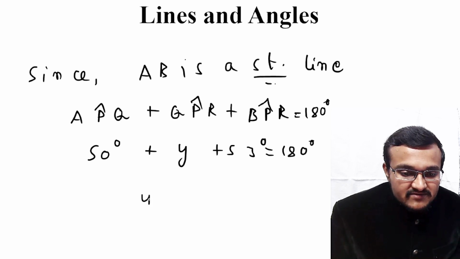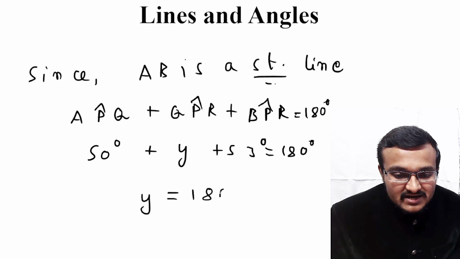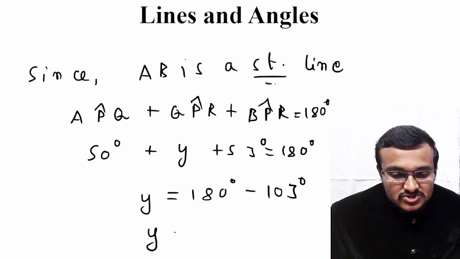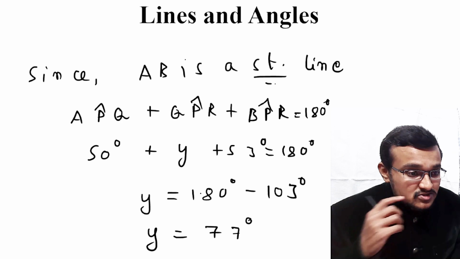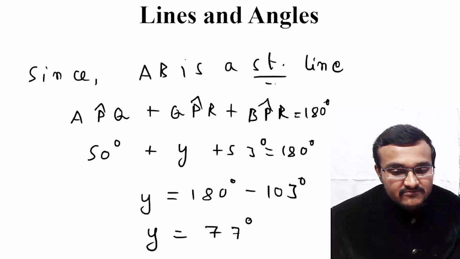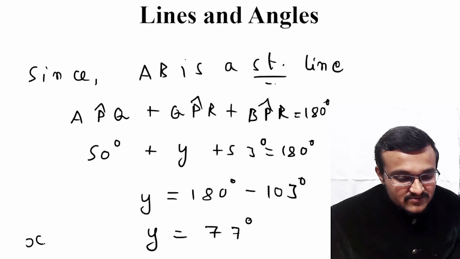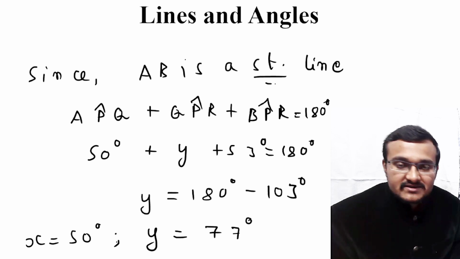So 50 plus 53 will be 103. So 103 if you bring to RHS, it will become minus 103. So 180 degree minus 103 degree. So Y will be equal to 77 degree. So we have found out X is equal to 50 degree and we have found out Y is equal to 77 degree. So what was the X value? X value is 50 degree, Y value is 77 degree.